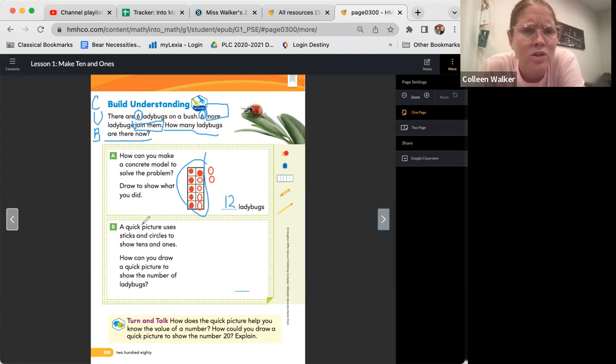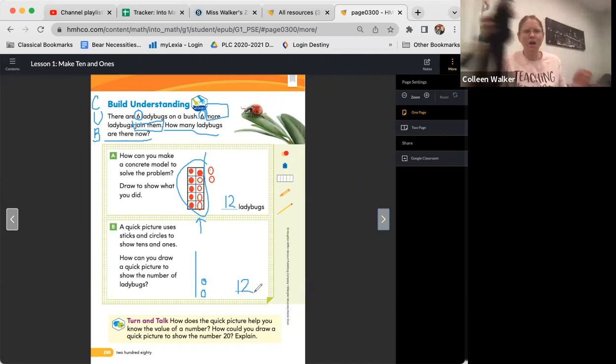Part B. It says a quick picture uses sticks and circles to show tens and ones. How can you draw a quick picture to show the number of ladybugs? All right, friends, can you draw with me? So how many groups of 10 do we have? Well, let's see. How many 10 frames did we fill up? Just 1. So we're going to draw 1 line. That line represents a group of 10. So everyone say 10. Awesome. And then we're going to just draw 2 little circles to represent the 2 that are not part of that 10. So count with me. 11, 12. That was supposed to be a circle. Awesome. So how many do we have?